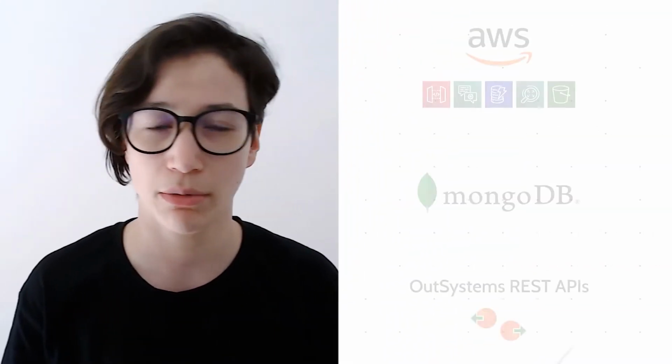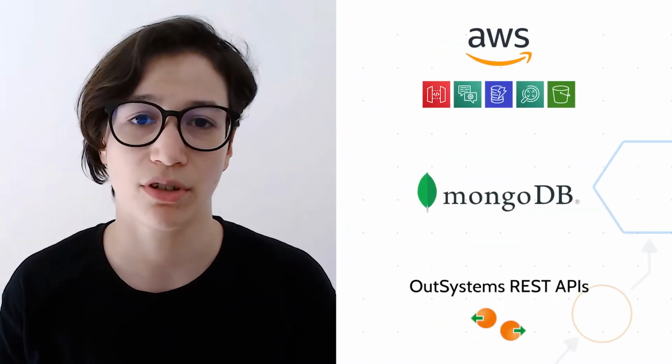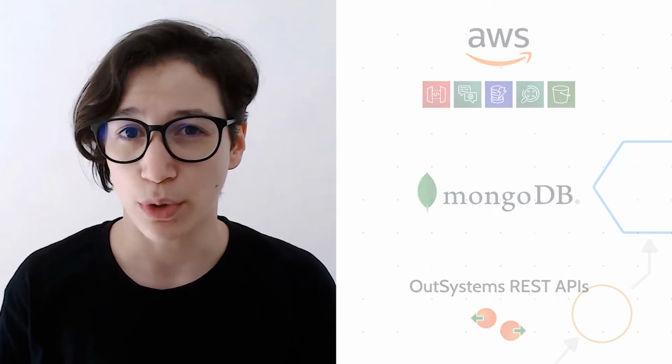Integrations are a recurring theme in this Decoded video series. We've talked about integrating with AWS services, with MongoDB, and consuming and exposing REST APIs. And we did it pretty fast. But what if you could go faster?